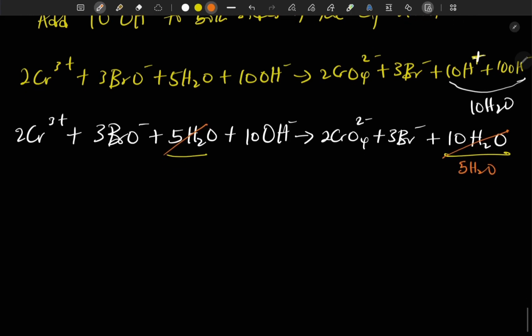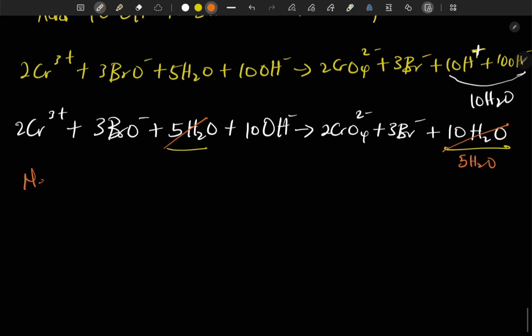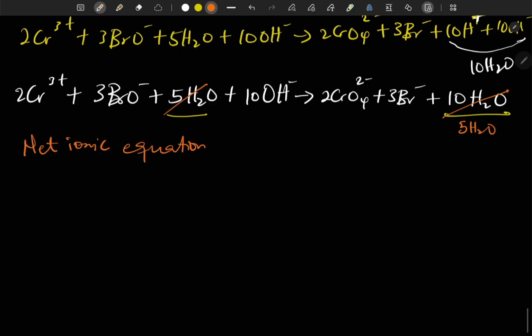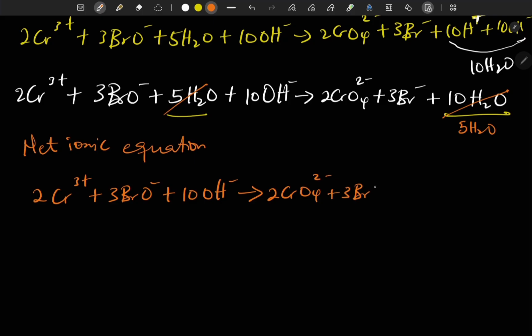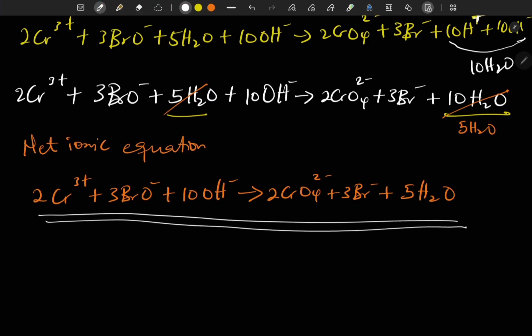So we can now say that the net ionic equation should now be equal to 2Cr3+ + 3BrO- + 10 OH- gives 2CrO4 2- + 3Br- + 5H2O. So this is the net ionic equation.